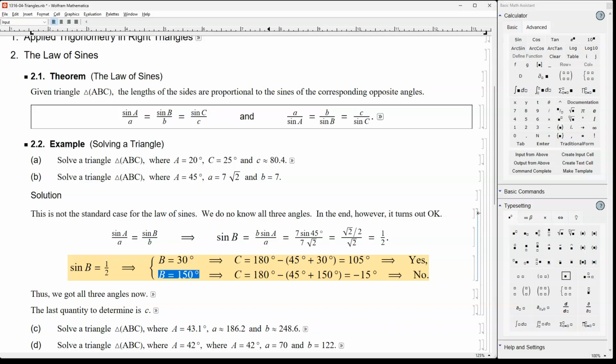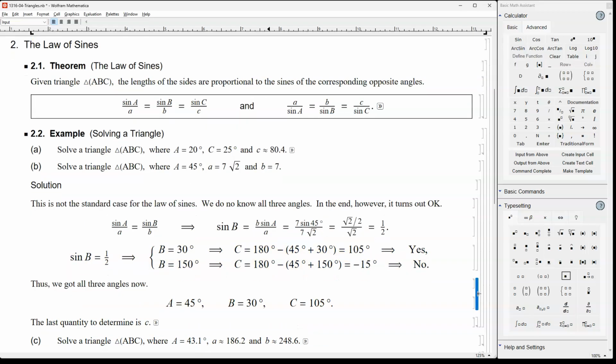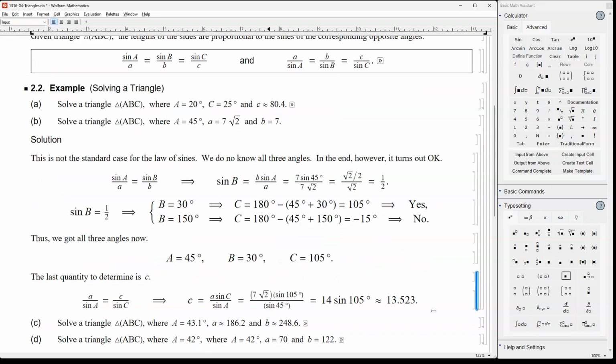And then capital C is 105 degrees. Now let's find out small c. Small a is 7 square root of 2. And capital A is 45 degrees. Capital C is 105 degrees. From there you can solve for small c. And it'll turn out 13.5 something according to this computation.